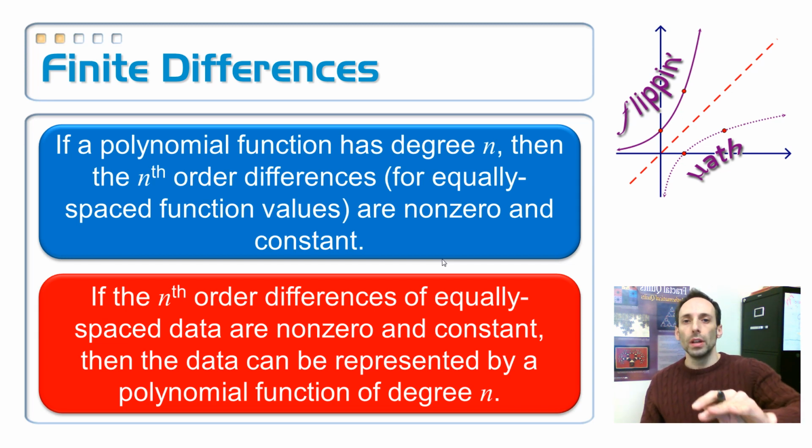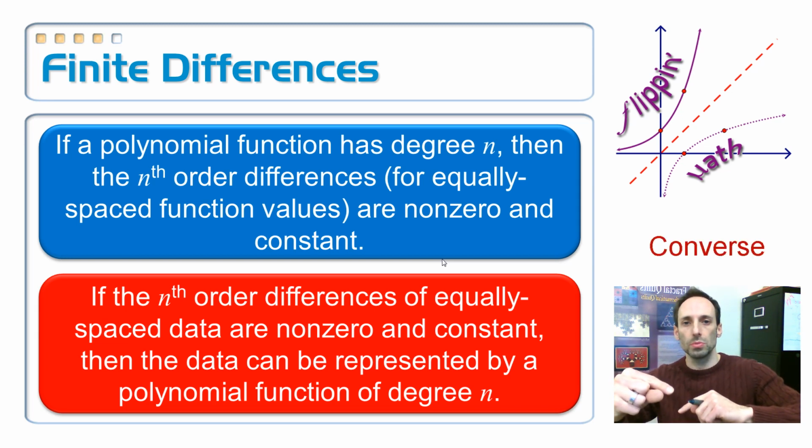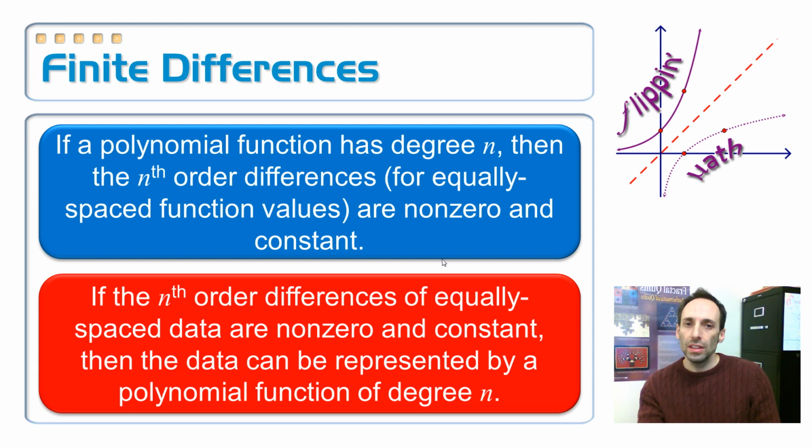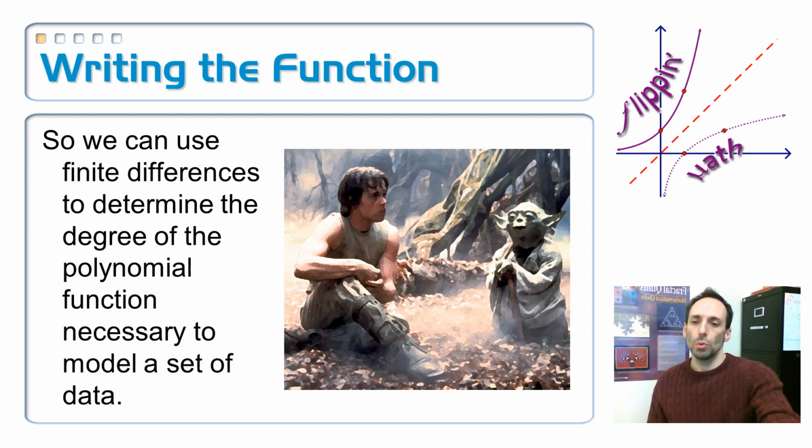In red there, that's the converse of this. This goes both ways. Remember that from geometry? If-then becomes then-if. So if your nth order finite differences are constant, then that must be an nth degree polynomial. And that's how we would come up with a function for it. I find the finite differences, find out what the order is or what the degree is supposed to be. So we can use finite differences to determine the degree.